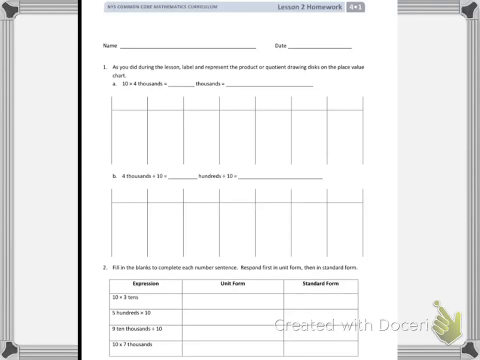This is Lesson 2 homework, Problem 1, letter A. The directions state to label and represent the product or quotient drawing discs on the place value chart. Before I start, I'm going to label my place value chart.